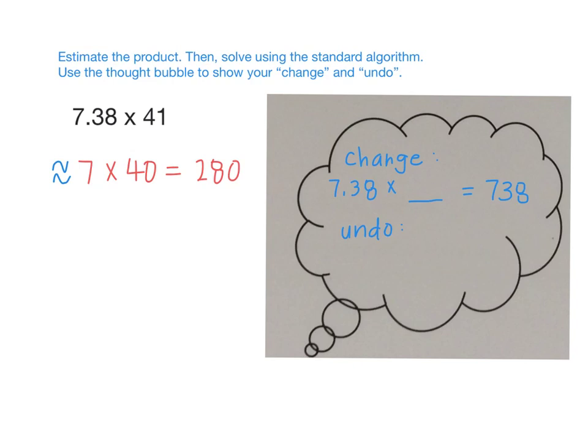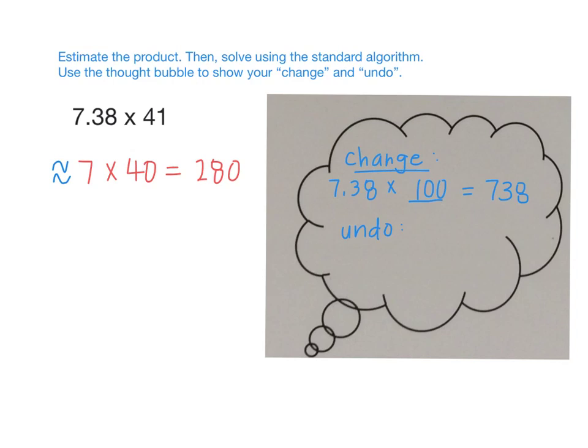7.38 times 41. That's hard to do because there's decimals, right? We can't really do this. We can't actually do the standard algorithm when there are decimals. But I can temporarily change this problem. Next to where you wrote the problem, I want you to literally write the word change. I can change it from 7.38 to 738. How could I change that factor? What do I have to do to 7.38 to change it to 738? Multiply by 100. So I literally want you to write the word change and then write this math sentence. 7.38 times 100 equals 738.